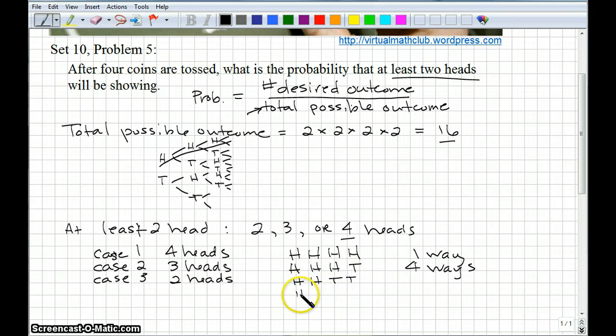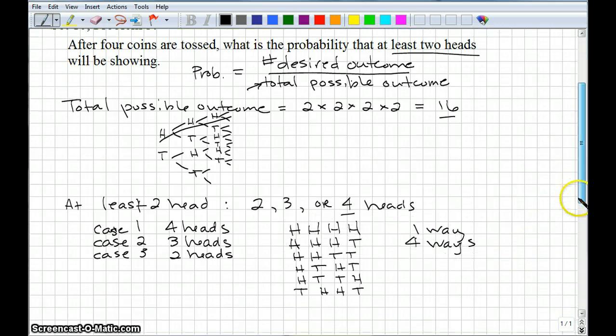You could get head, tail, head, tail. You could get head, tail, tail, head. Let's see. I think that takes care of all the ones with a head first, right? And so then let's go on to tail, head, head, tail. Scroll down a little more here.